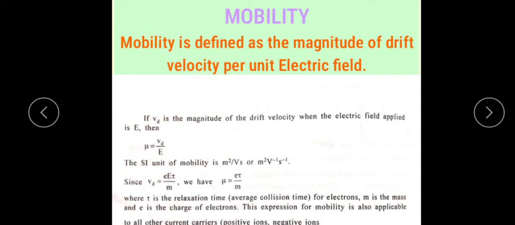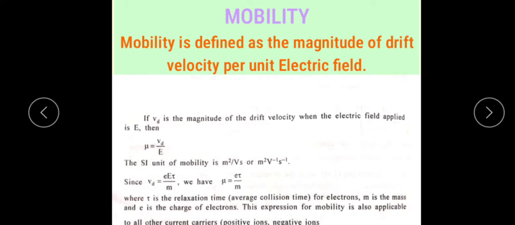The SI unit of mobility is m square divided by Vs, that is, meter square per volt second.